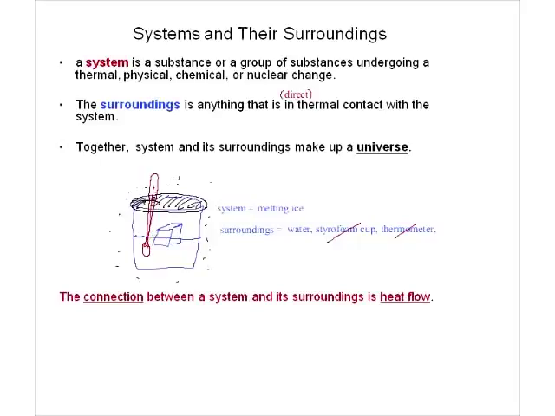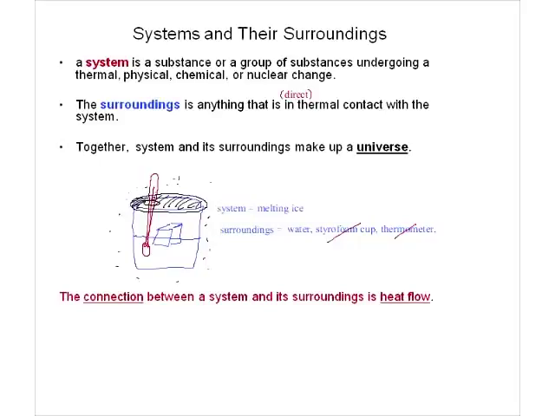So there we go. Now again, the connection between the system and its surroundings is if it's going to be in direct contact, then heat is going to flow from one to the other. So when I had this ice cube in my hand, the heat was flowing from my hand to the ice. So the ice was the system, that's what I was studying. My hand was the thing supplying the energy for that process. So my hand was the surroundings.